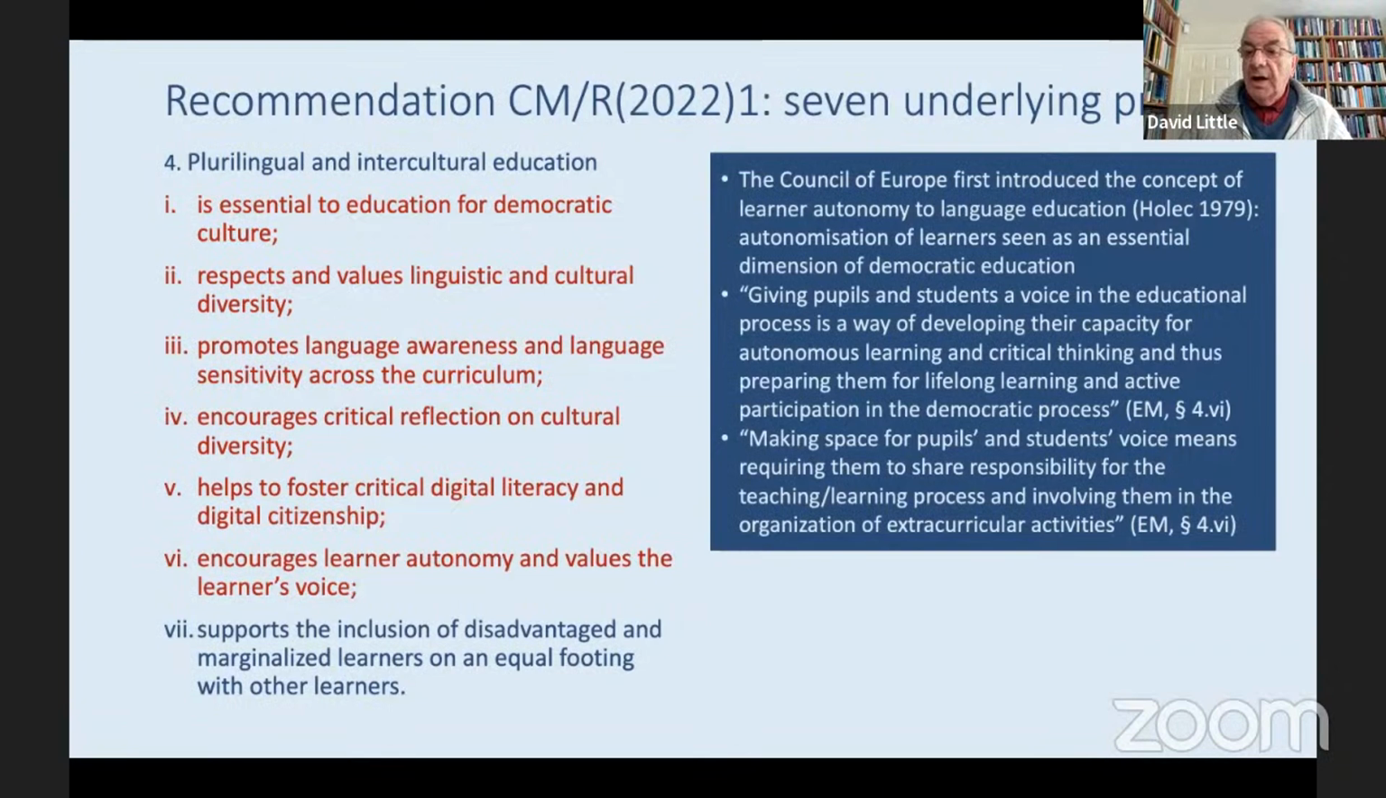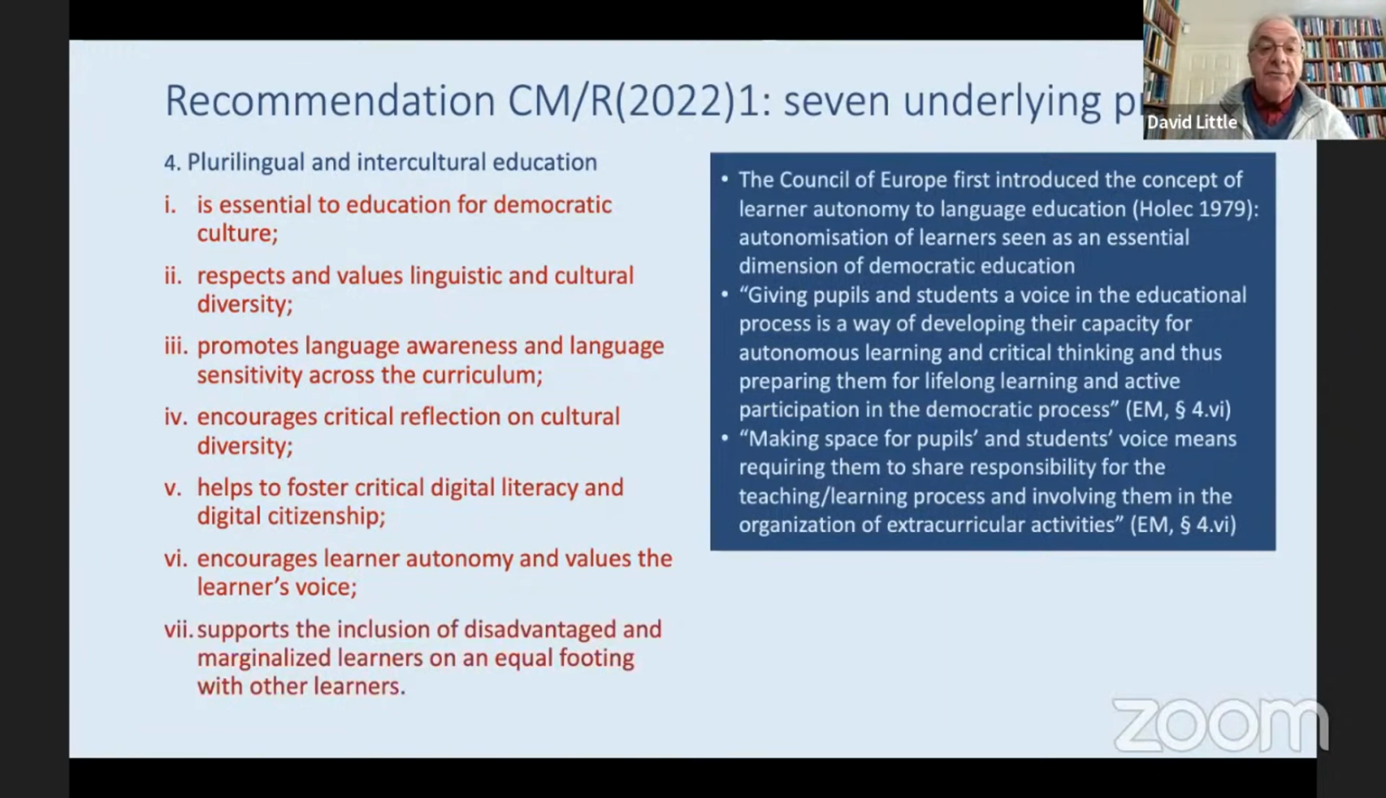Two quotations from the explanatory memorandum. Giving pupils and students a voice in the educational process is a way of developing their capacity for autonomous learning and critical thinking, and thus preparing them for lifelong learning and active participation in the democratic process. Making space for pupils and students' voice means requiring them to share responsibility for the teaching-learning process and involving them in the organization of extracurricular activities.